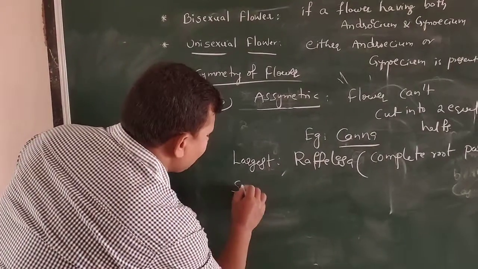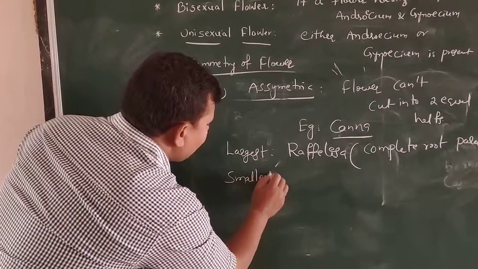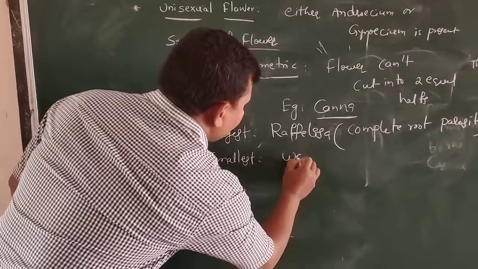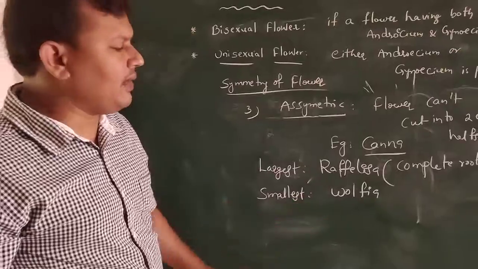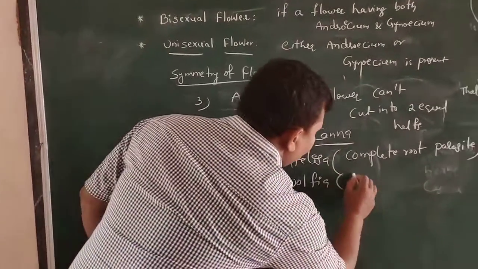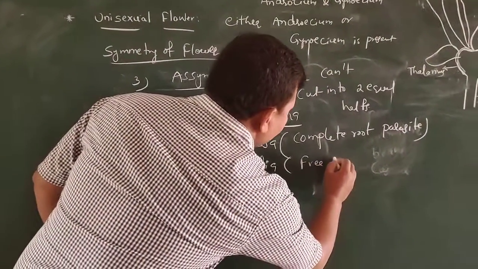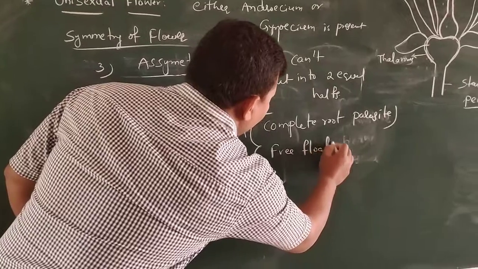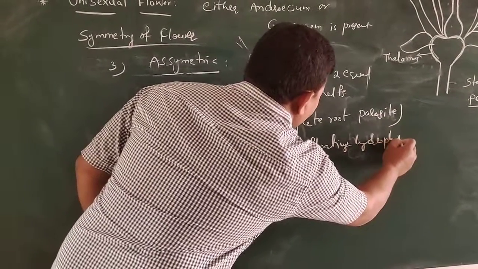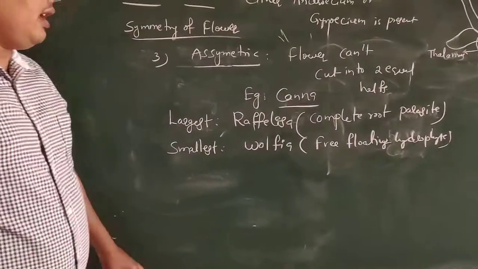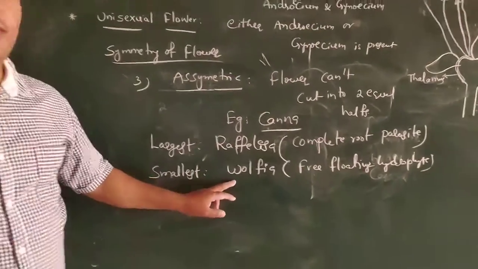And the smallest flower. The smallest flower is Wolffia. Wolffia is the smallest flower, and it is a free floating hydrophyte. So Wolffia is a free floating hydrophyte.